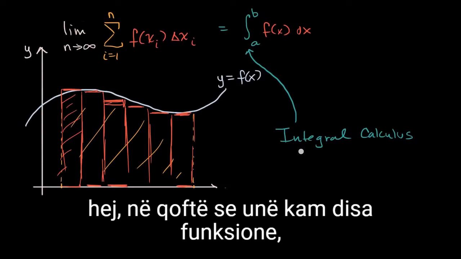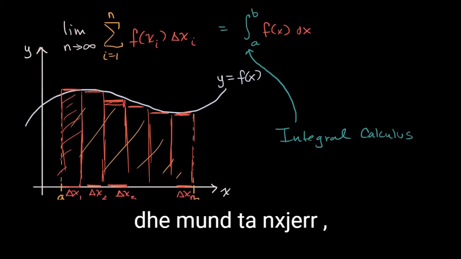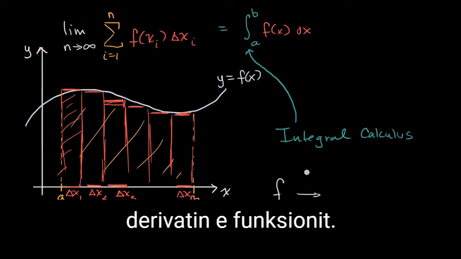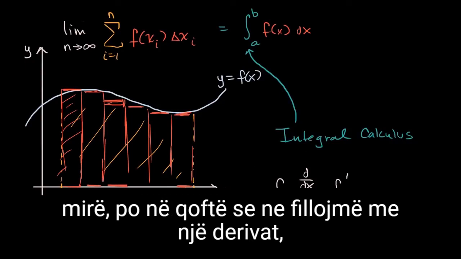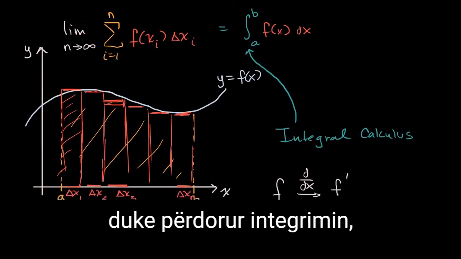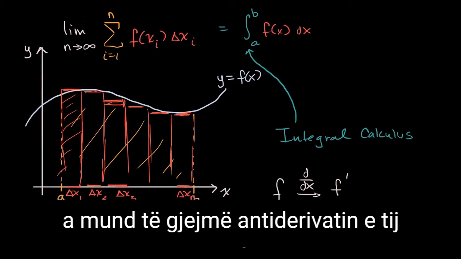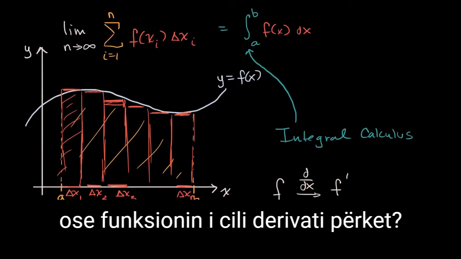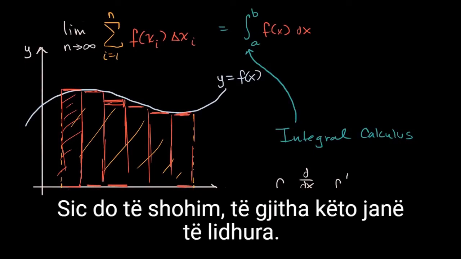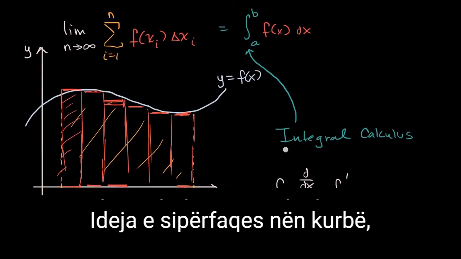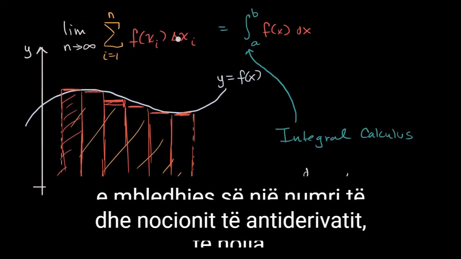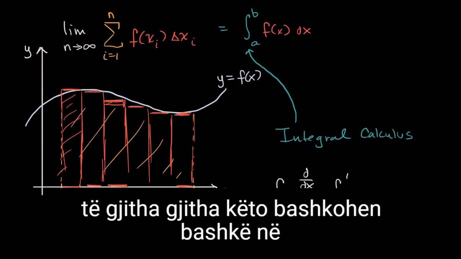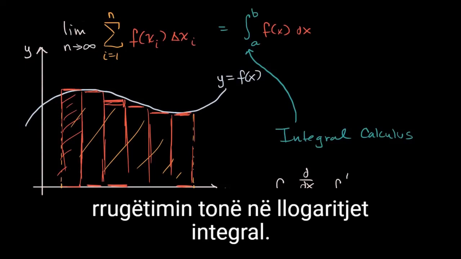In differential calculus, we looked at the problem of, hey, if I have some function, I can take its derivative, and I can get the derivative of the function. In integral calculus, we're going to be doing a lot of, well, what if we start with a derivative? Can we figure out through integration its antiderivative, or the function whose derivative it is? As we will see, all of these are related. The idea of the area under a curve, the idea of a limit of summing an infinite number of infinitely thin things, and the notion of an antiderivative, they all come together in our journey in integral calculus.